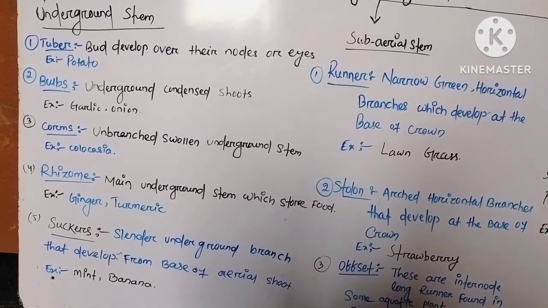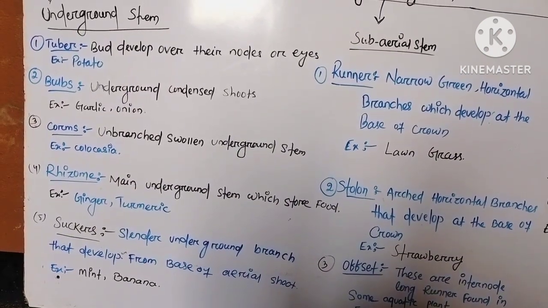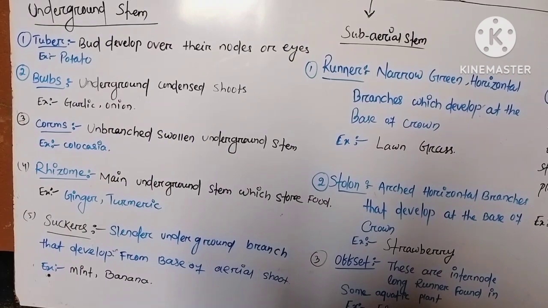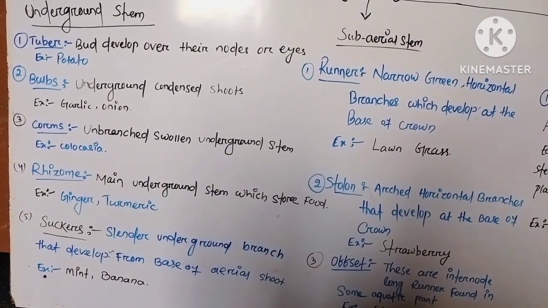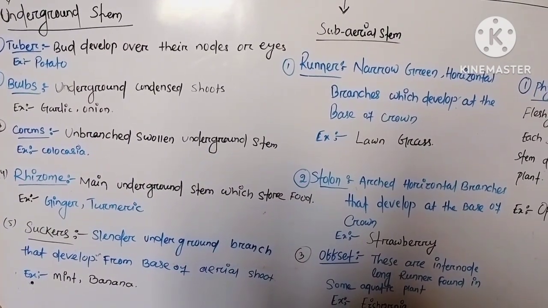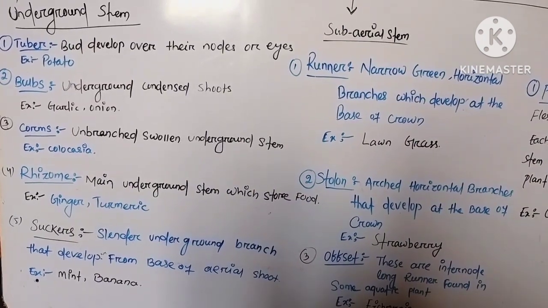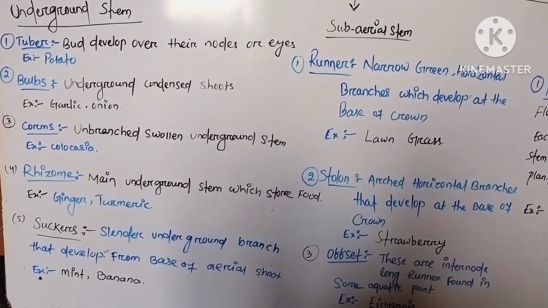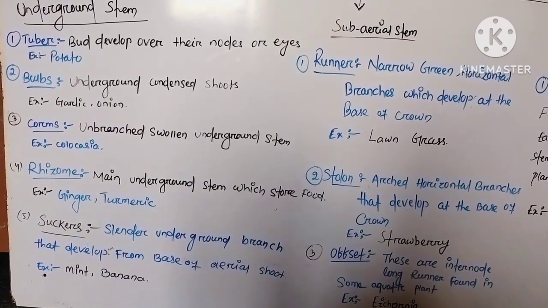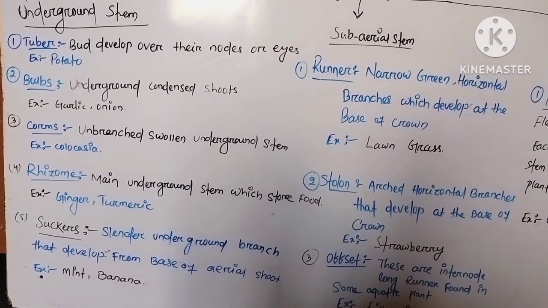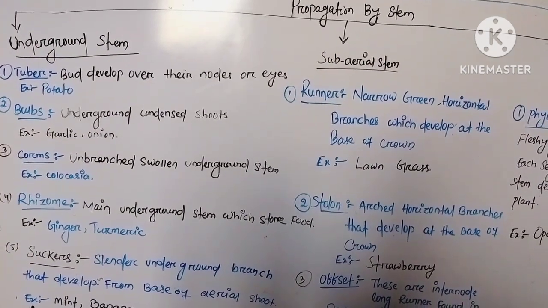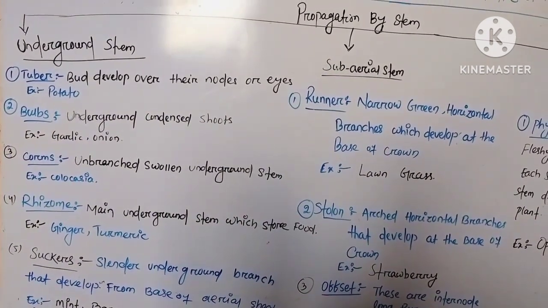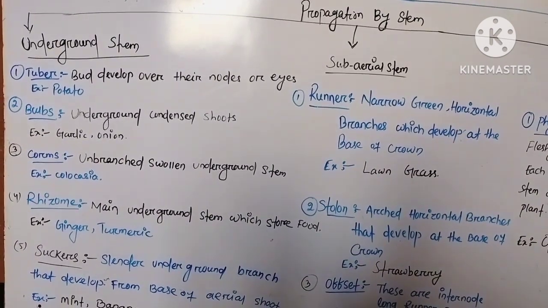The suckering nature of a stem is known as the sucker, that is a slender underground branch that develops from the base of the aerial shoot. Just above, in the aerial part, there is the development of a thin slender branch. Mint and banana are examples of suckers. These are some examples of propagules by propagation method by the stem when a stem is present underground in the soil.